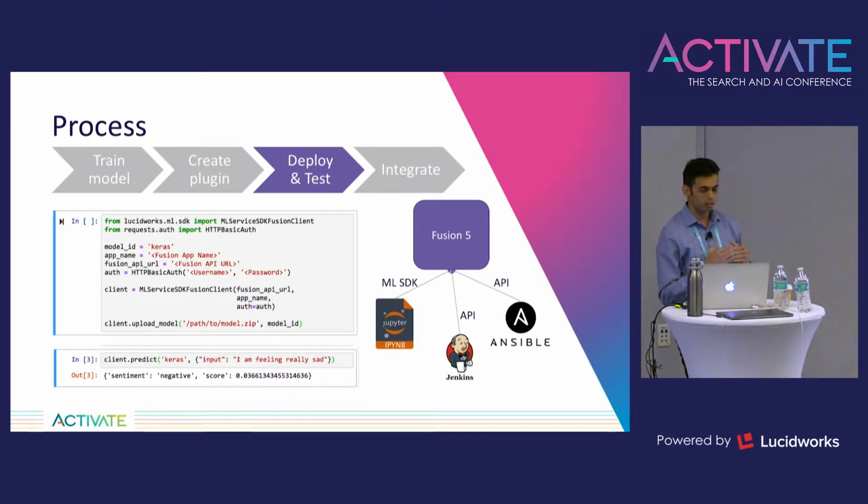Now, as a data scientist, I would use the ML SDK. It's very easy to get on Jupyter Notebooks and then deploy them. But if you have to actually hand it over to someone else, like the DevOps teams, then you want to use the API, which you can integrate with your Jenkins to push the models into your Fusion collection, or you can put it in your Ansible scripts or Chef scripts, based on the architecture that you have in your own organization.